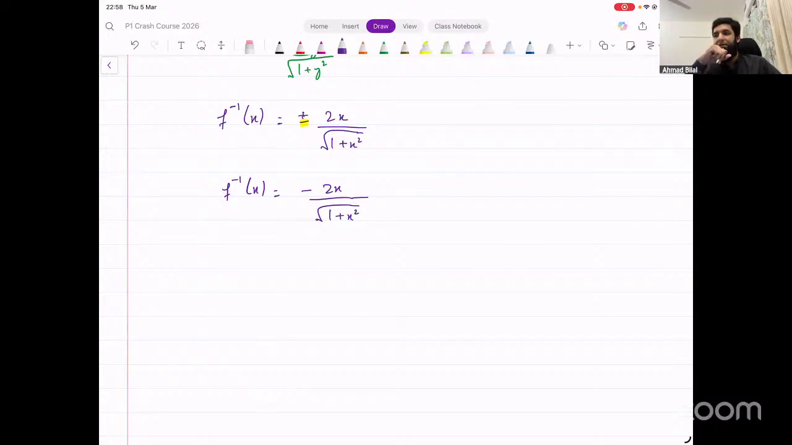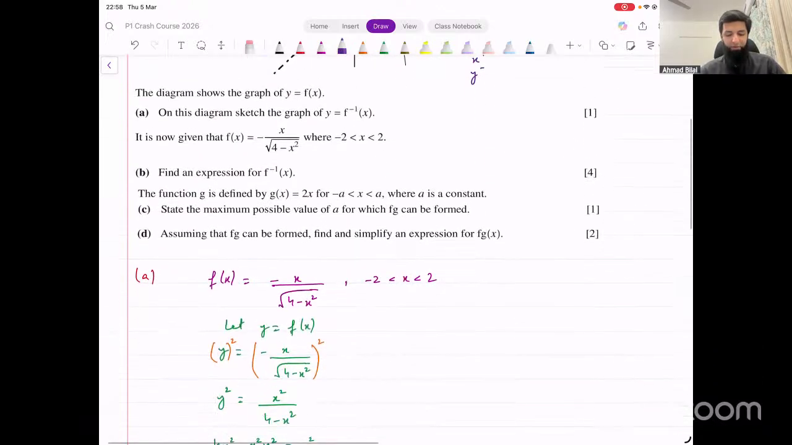So it's a negative sign there, right? Because x and y have to be opposite. They need to have opposite signs. And that can only come with a negative there. Okay. Achha, that was part B of this.